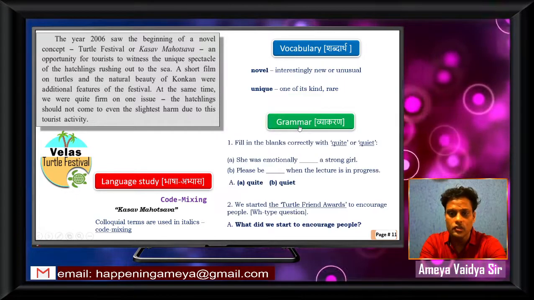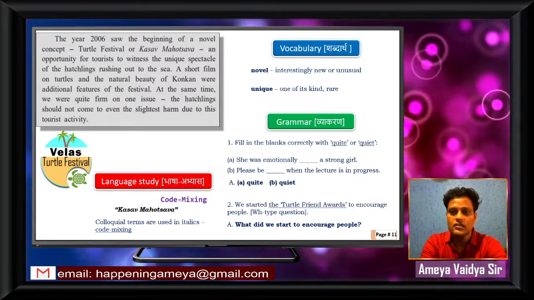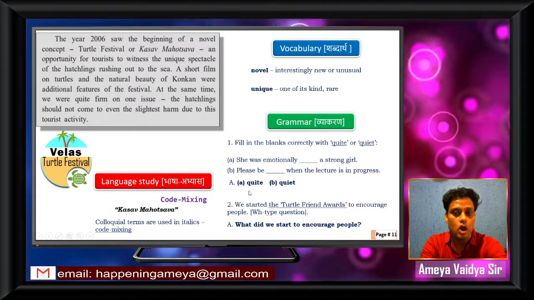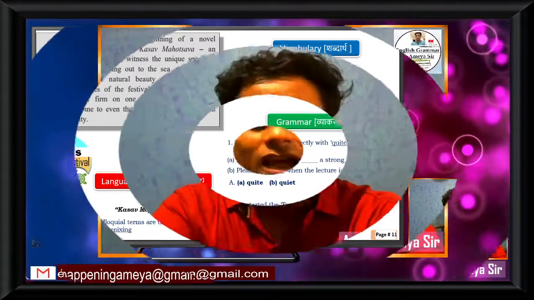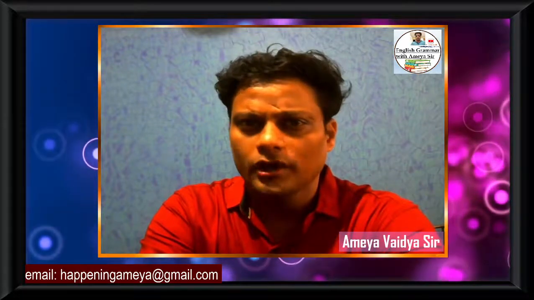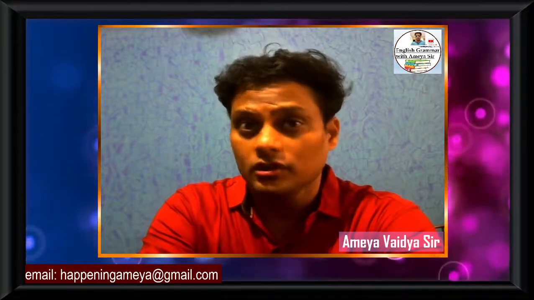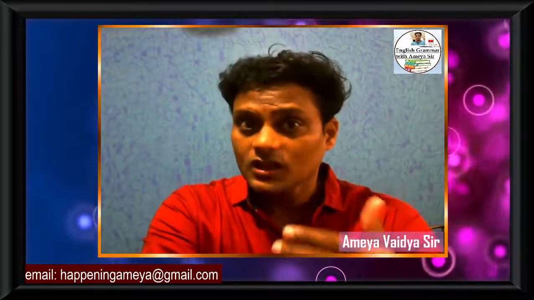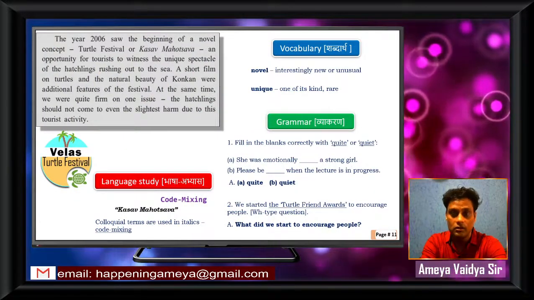As far as grammar is concerned, fill in the blanks correctly with quite and quiet. Quite versus quiet. So she was emotionally quite a strong girl. And I don't have to add this, but girls, they are emotionally stronger than the boys. If the boys pride themselves over the physical strength, but yeah, the girls definitely emotionally are stronger. There is no doubt about it. She was emotionally quite a strong girl, and normally girls are.